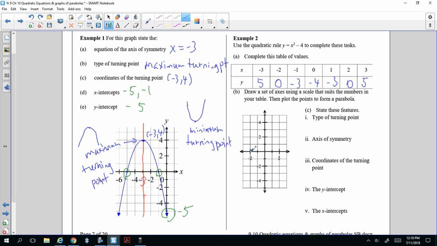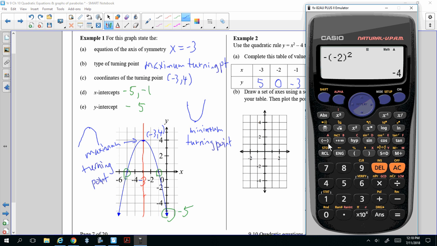You substitute onto the calculator or do it by hand. Okay, I'll show you. You go like this. I did it in my head. It's easy. Go -3 squared, right? Minus 4. It's just hard work. It's not smart. It's hard work.